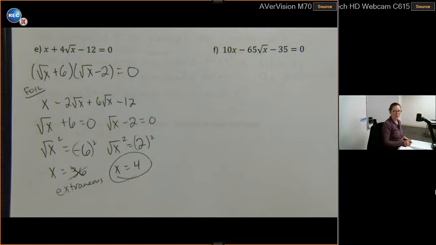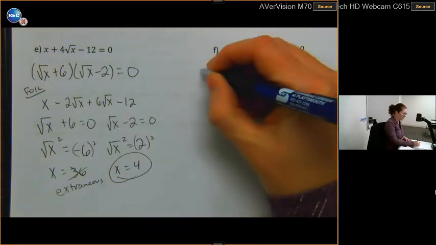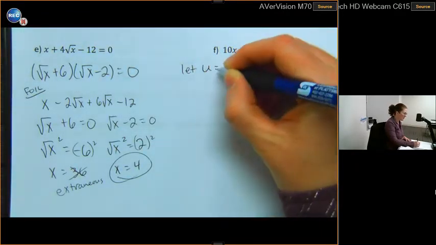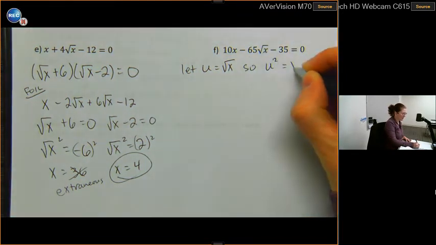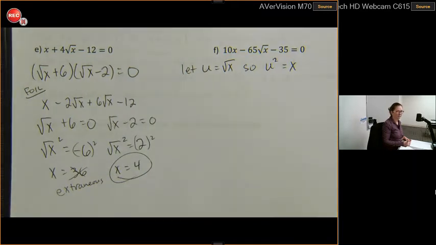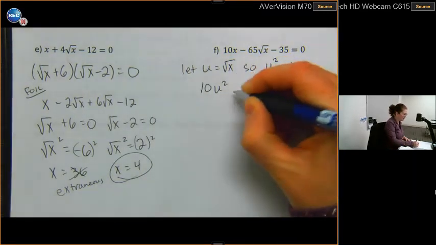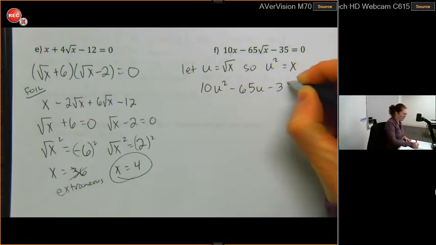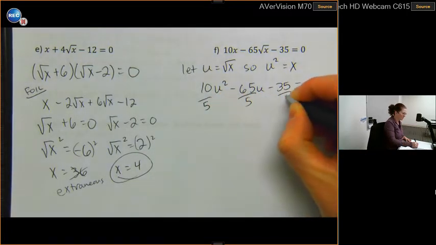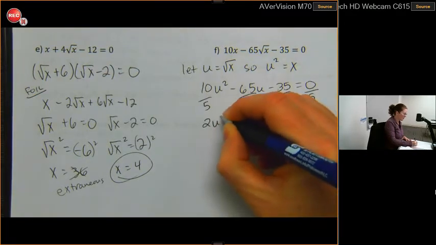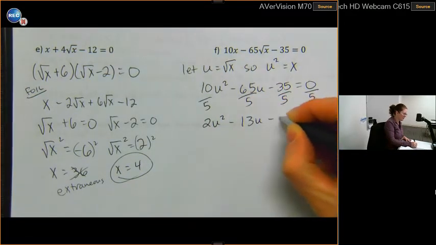If you don't like trial and error, I'll solve letter F with U substitution. U substitution works like this. We're going to let U equal the middle term's variable. Then U squared is going to equal the first term's variable. So my problem is 10U squared minus 65U minus 35 equals 0. In writing all of those numbers, I notice that they're all multiples of 5. So I'm going to divide everything by 5 to simplify to 2u squared minus 13u minus 7.